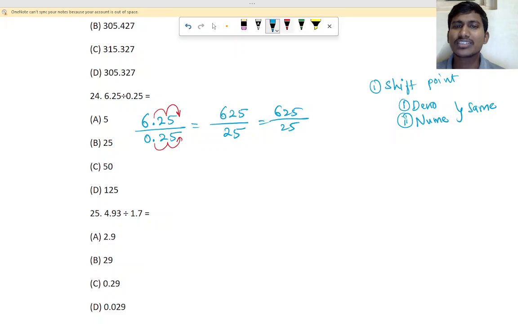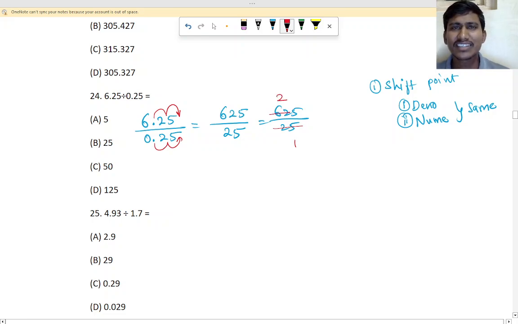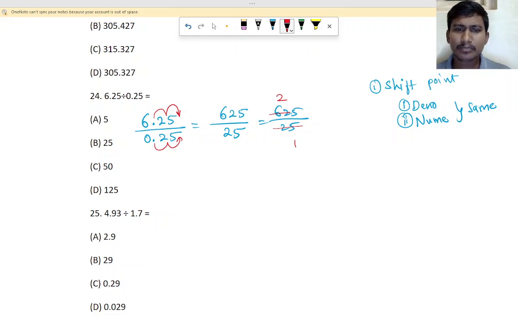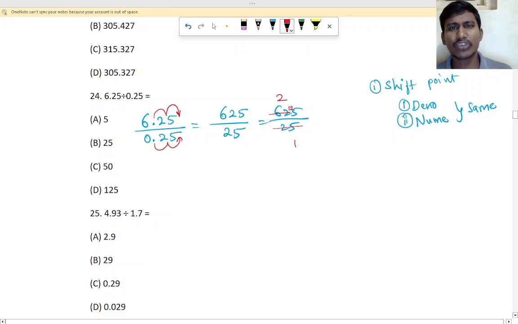So if you do it with the 25 table, directly we will do: 25 ones are 25, 25 twos are how much? 50. So from 62, 50 is gone. 62 minus 50 is how much? 12. So if you take 12, it becomes 125. 25 how many is 125? 25 fives are 125. So the answer will be how much? 25. Yes, that is the answer.